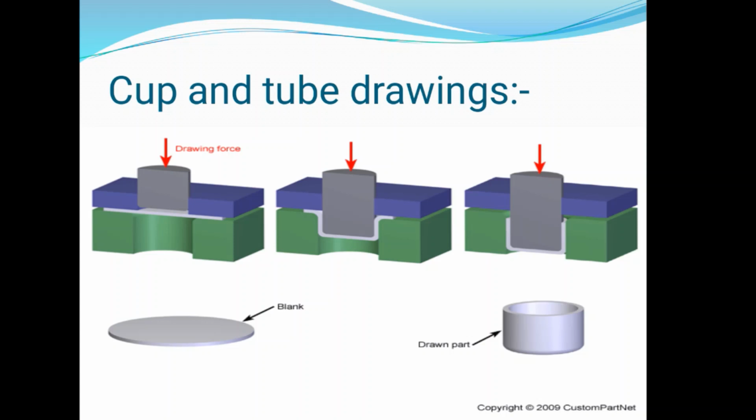Next, cup and tube drawing. Drawing means we can draw the material, so it mainly depends on malleability. Malleability is a mechanical property, and a drawing force is used. Here we apply force to the sheet metal, and then we can draw it like this. This is the blank and this is the drawn part, so we can get an output like this.